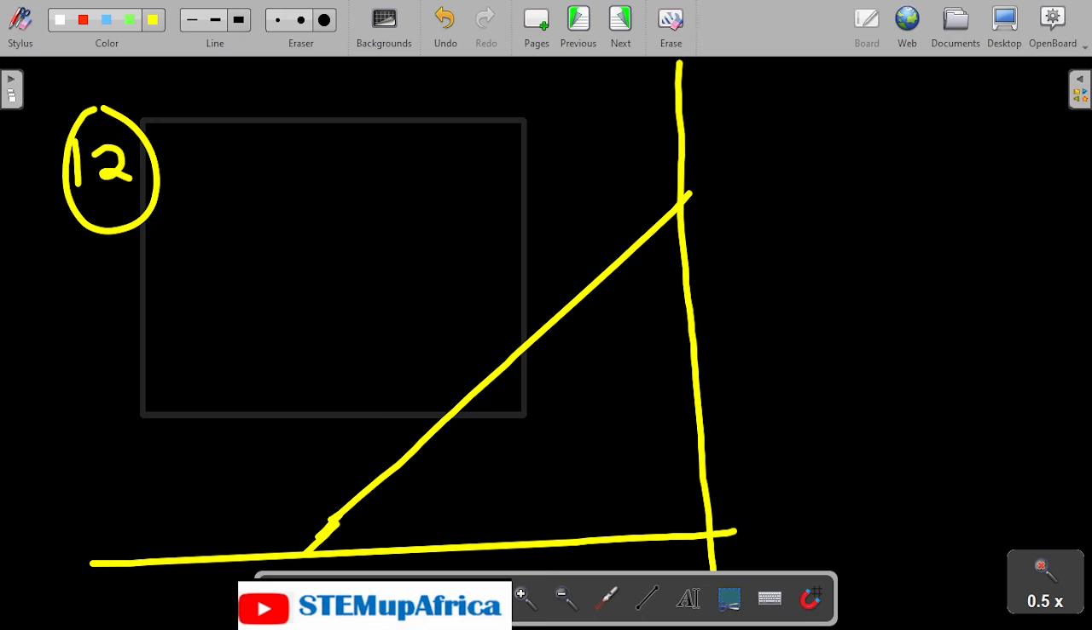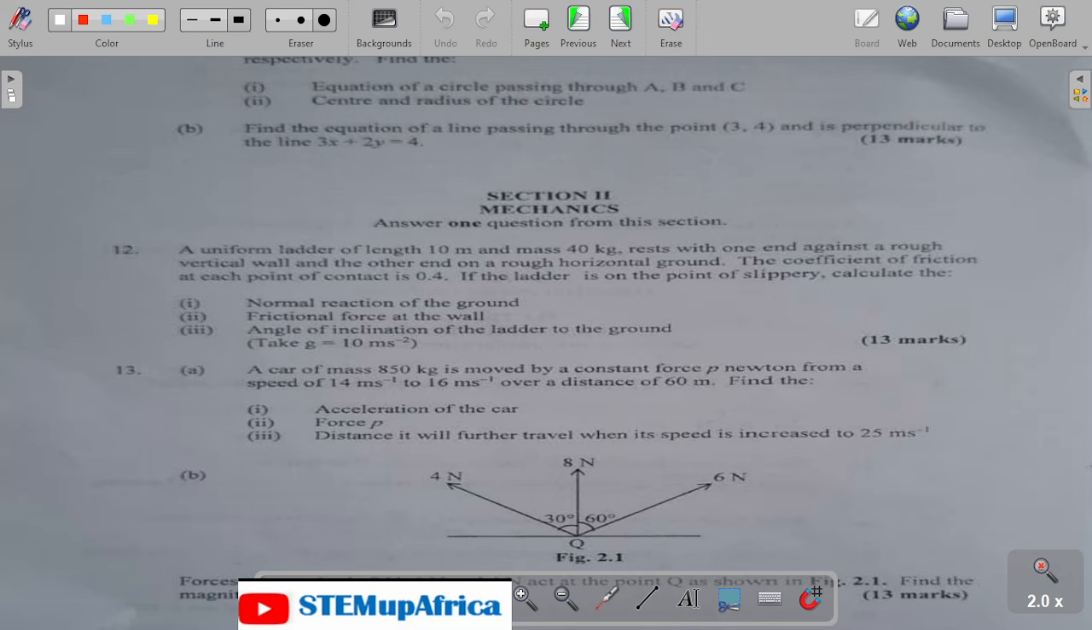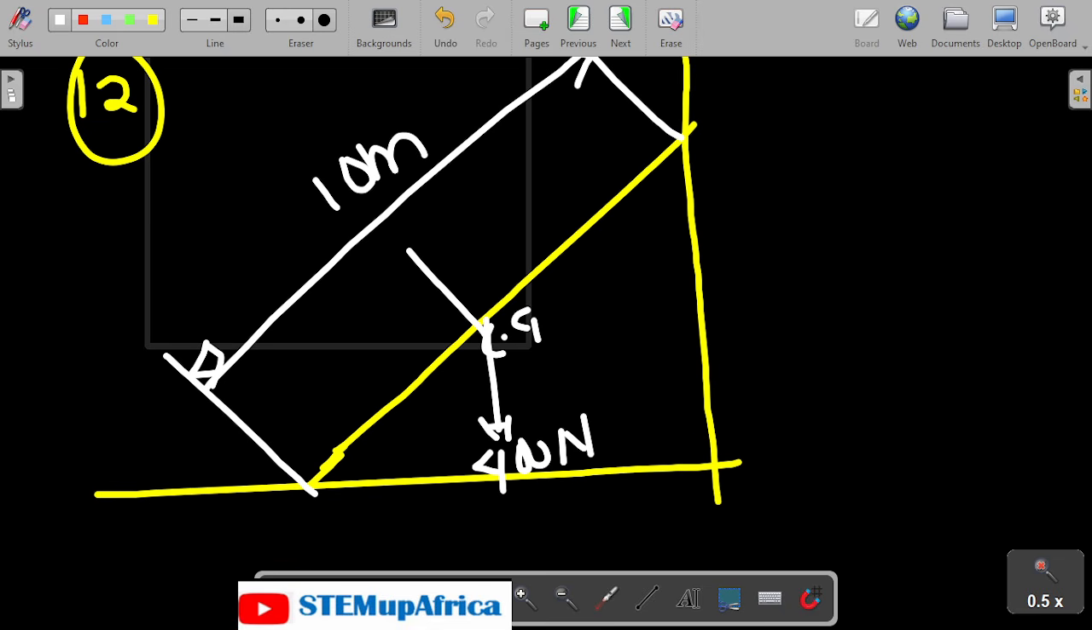The length of this ladder, according to the question, is 10 meters. So from here to here is 10 meters. The ladder has a mass of 40 kilograms. The mass will act at the center of gravity, which is CG. The weight will be there, which is 400 Newton. Okay, let's continue reading the question.